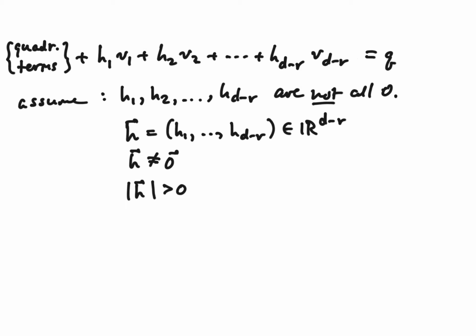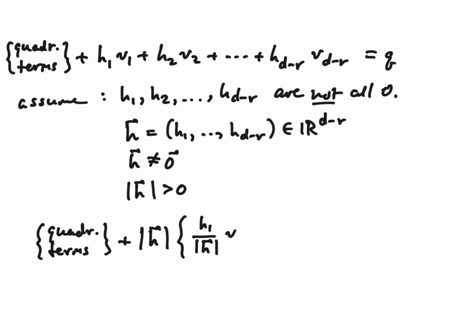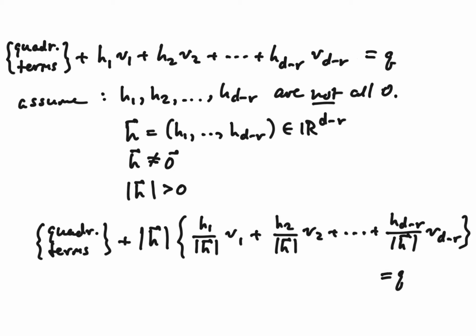And if I factor out exactly the length of that vector, leaving the quadratic terms alone, then what's left is h1 over that length times v1, h2 over that length times v2, up to h d minus r over that length times v d minus r, equals q. And this is just some positive constant. So we can divide the entire equation through by that constant. That's going to modify the coefficients in the quadratic terms, but it's not going to zero out any of those coefficients. It just divides every one of them by some positive number. So it actually preserves the signs. That's the important point. Dividing through by a positive number will leave the signs of those lambdas alone.